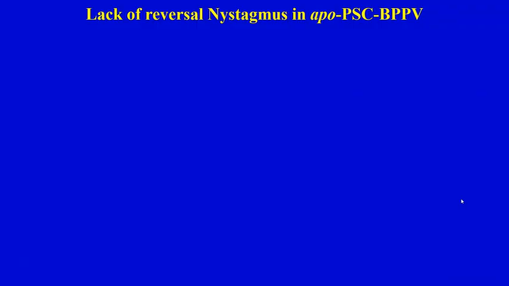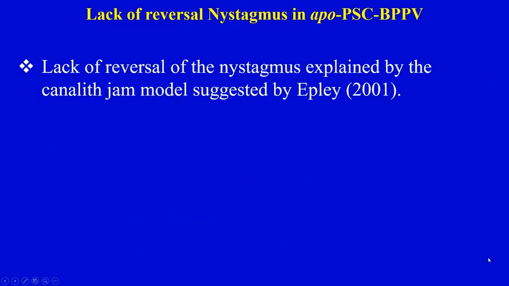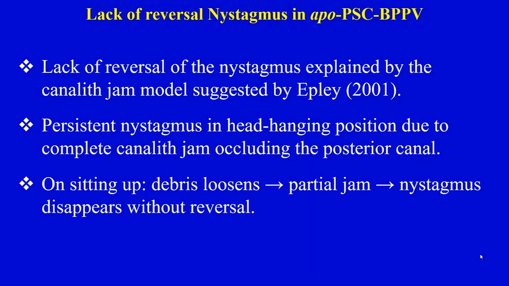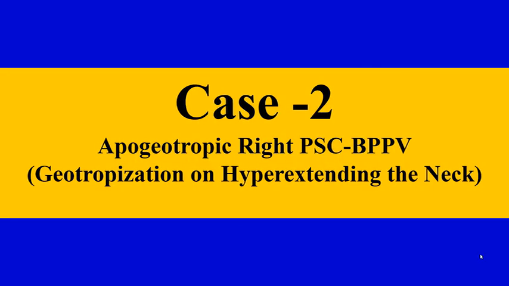The lack of reversal nystagmus in apogeotropic posterior canal BPPV has been explained by Paolo Vannucci by the canalith jam model suggested by Epley in 2001. Persistent nystagmus in the head hanging position is due to a complete canalith jam occluding the posterior canal. So, when the patient sits up, the debris loosens and the complete jam becomes a partial jam and the nystagmus disappears without reversal.